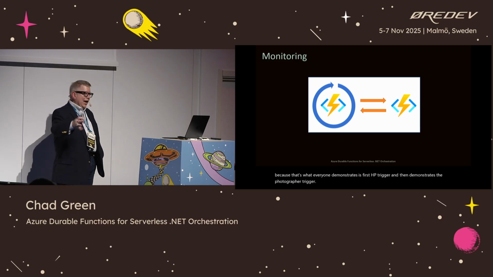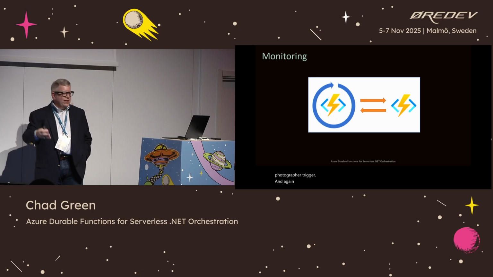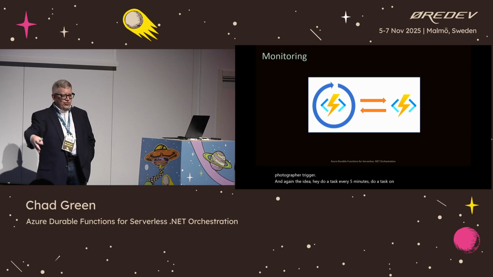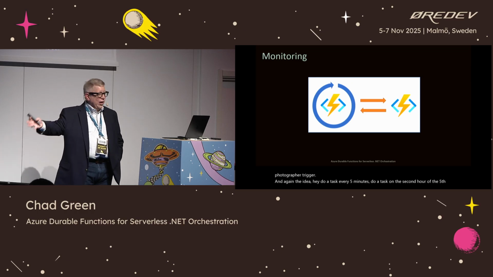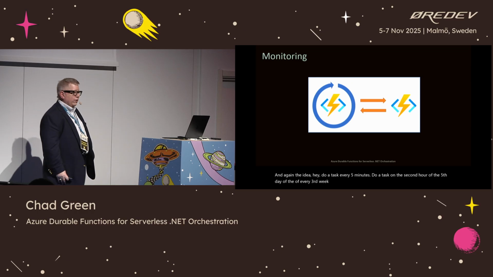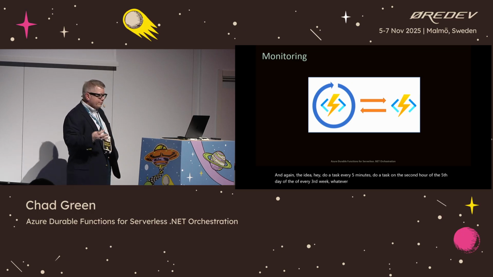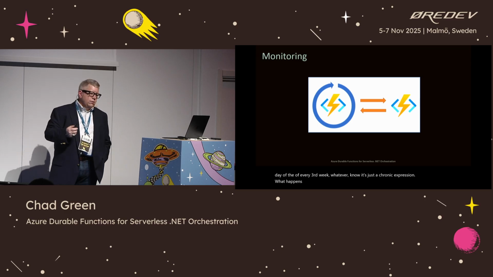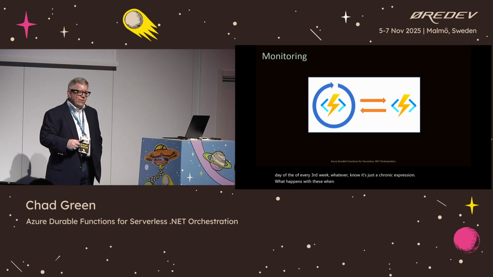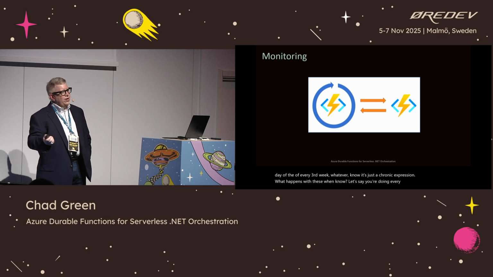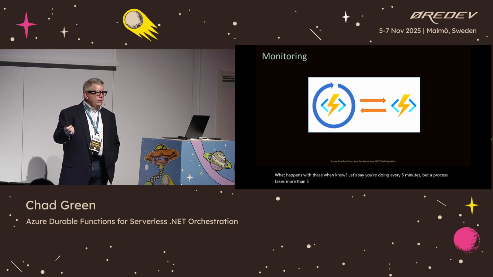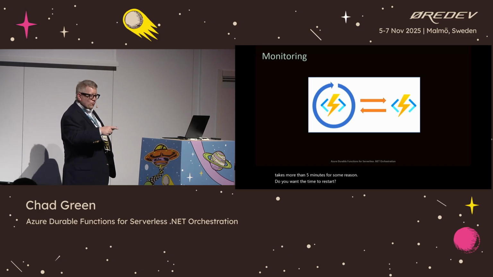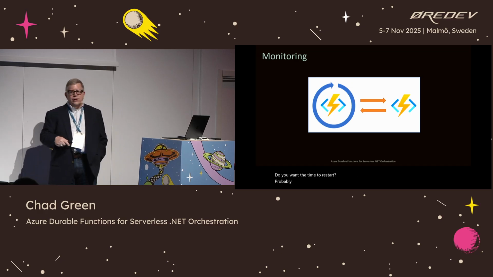And again, the idea, hey, do a task every 5 minutes, do a task on the second hour of the 5th day of every third week. Whatever. It's just a cron expression. But what happens when, let's say you're doing it every 5 minutes, but a process takes more than 5 minutes for some reason? Do you want the timer to restart? Probably not, because it's probably going to mangle up data.